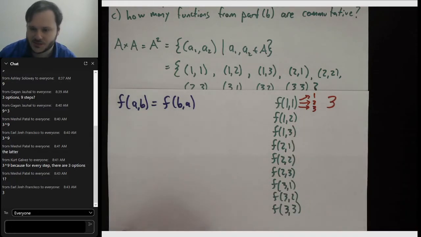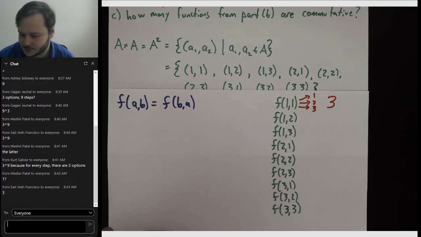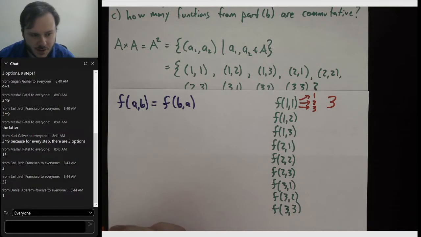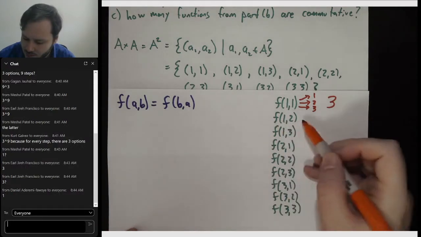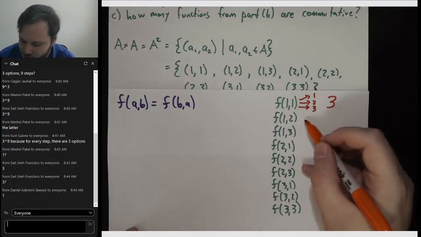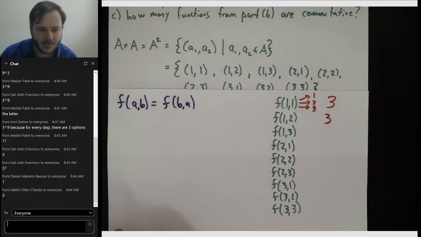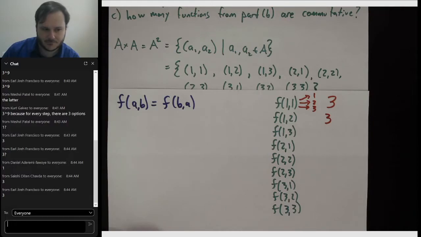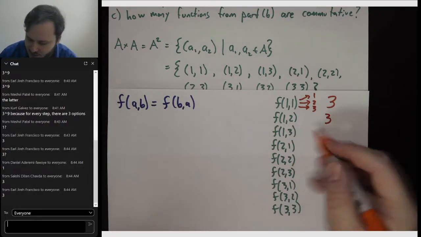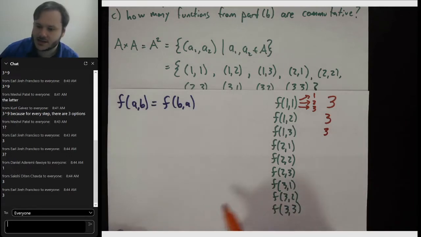How about f of 1 comma 2? Still 3 options, right? f of 1 comma 2 can also go to 1, 2, or 3. Now 1 comma 3, where can I send 1 comma 3? 3 options, right? Still good here. This can still go anywhere. It's not until I get to f of 2 comma 1 that things change.